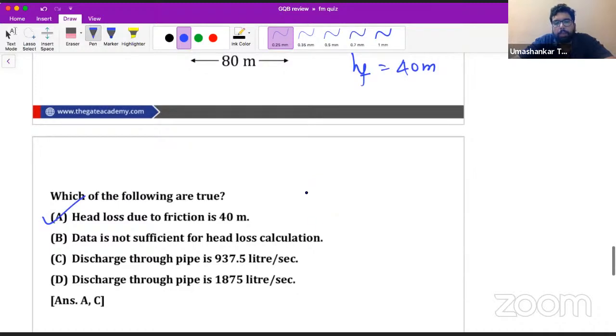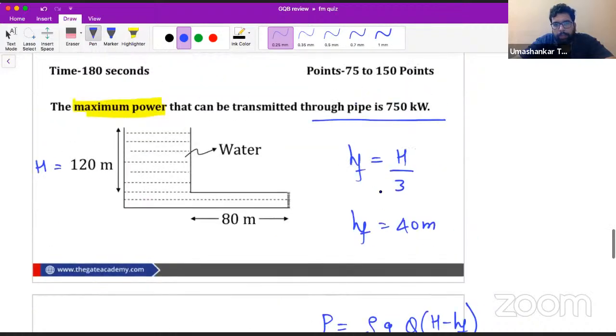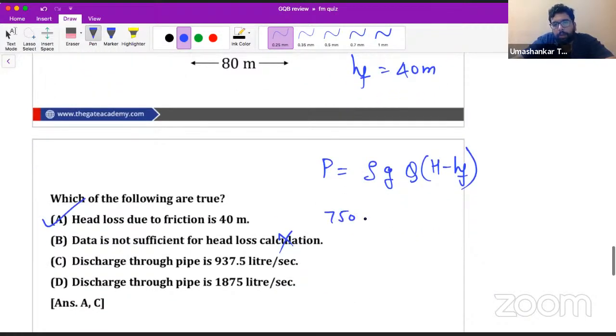B cannot be correct. Now they are asking you the discharge. We know the power transmitted is rho g Q times H minus HF. This is your general formula for finding the power, right beta? What is the power given? 750 kilowatt. Rho is 1000. Let us consider g to be 10 because the options are very much differentiated. Even if we write 10, we'll get a near answer. To save time, we do this kind of thing. Now H minus HF is 120 minus 40.